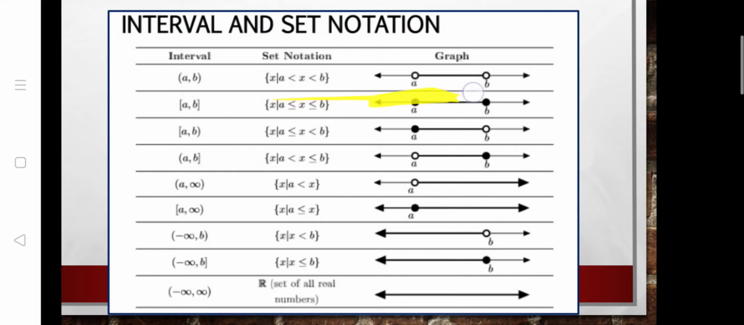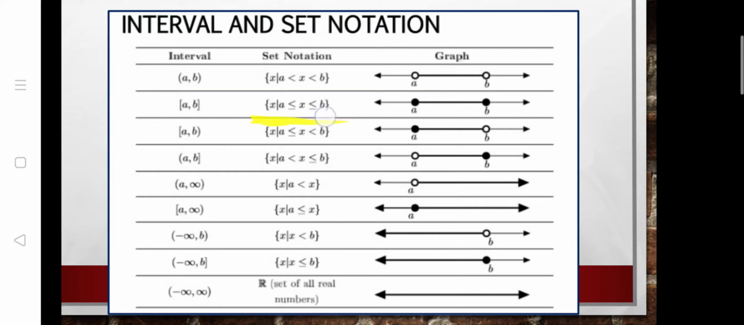But in graph, you will see this illustration from A to B, wherein A is not included and B is not included. It means that the only values of x here is the values between A and B. Okay?